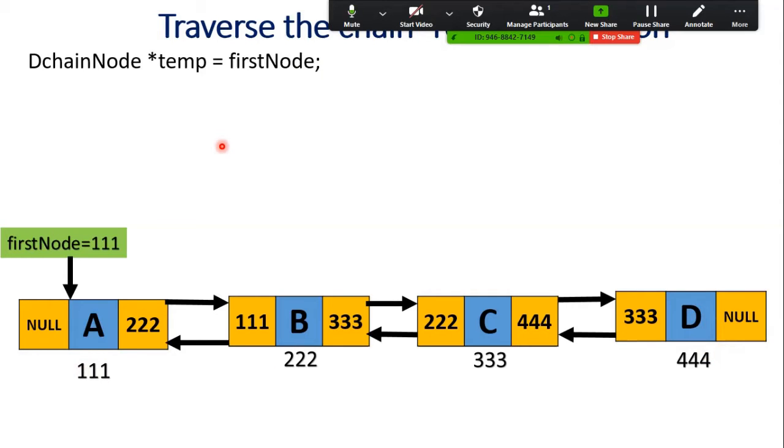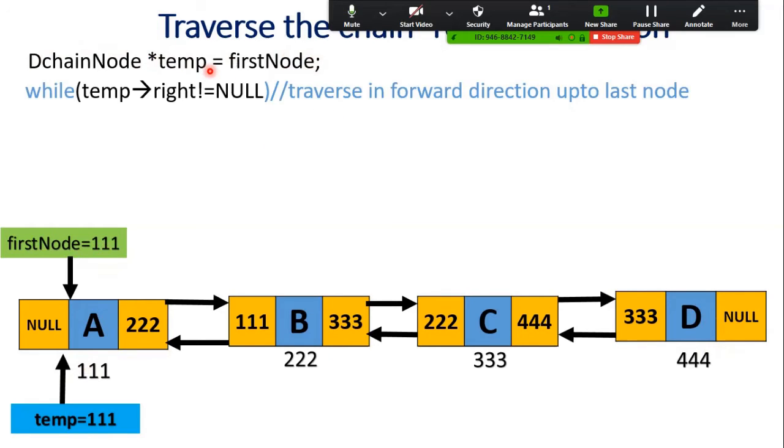Yes, let us go with a temporary pointer. I take one temporary pointer. The temporary pointer is of type DChainNode. It holds the address of the first node. The first node is 111. Now temp is pointing to node A.